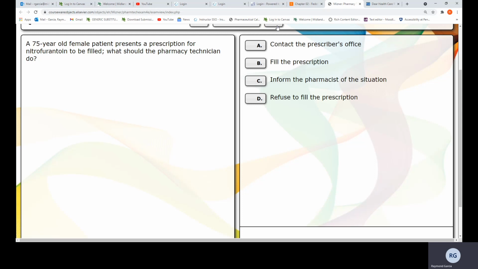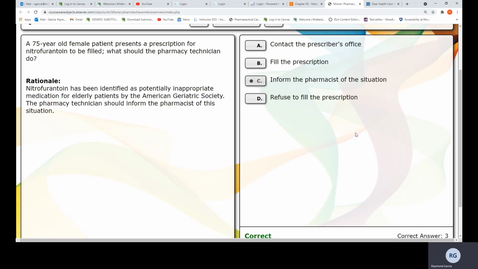A 75-year-old female patient presents a prescription for nitrofurantoin to be filled. What should the pharmacy technician do? Contact the prescriber's office, fill the prescription, inform the pharmacist of the situation, refuse to fill the prescription. What's the first reason? First thing to do is to inform the pharmacist. Nitrofurantoin has been identified as a potentially inappropriate medication for elderly patients by the American Geriatric Society, and the technician should inform the pharmacist.